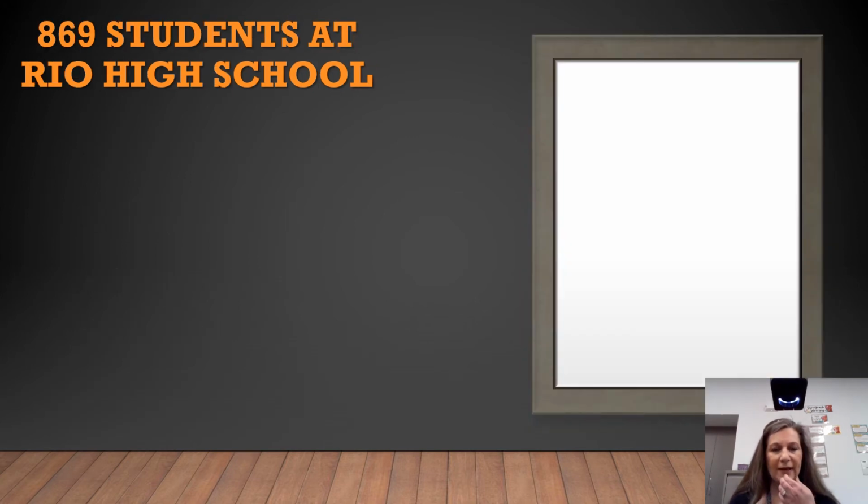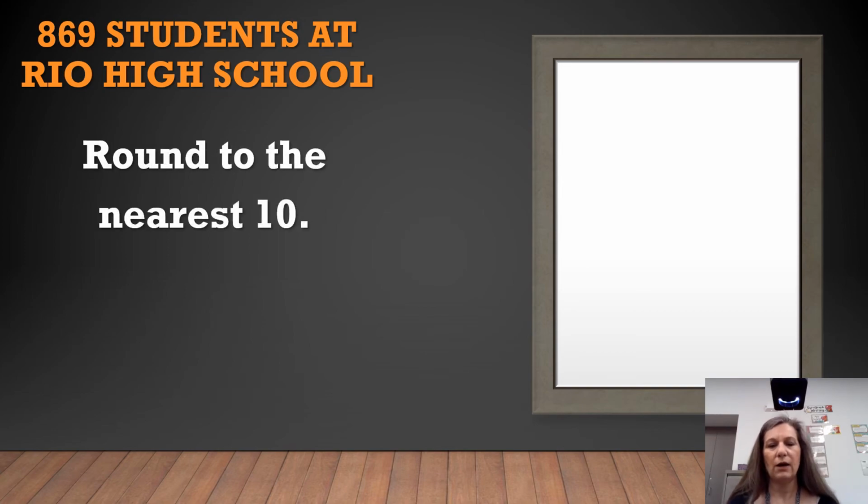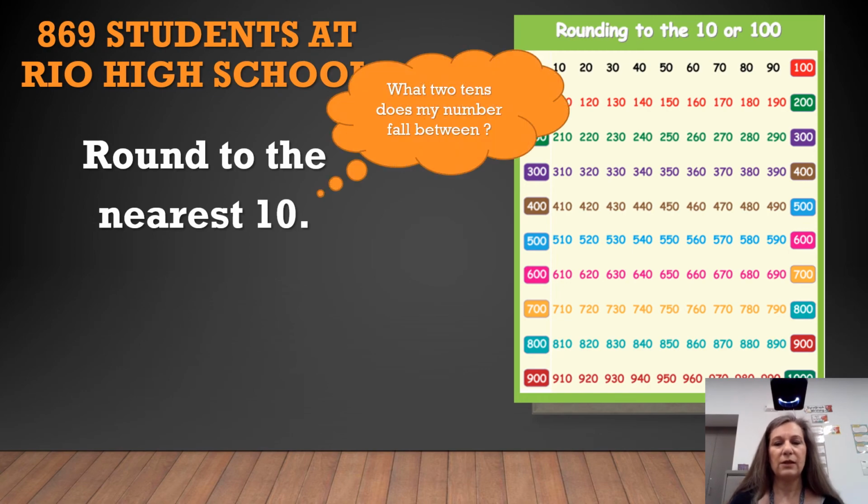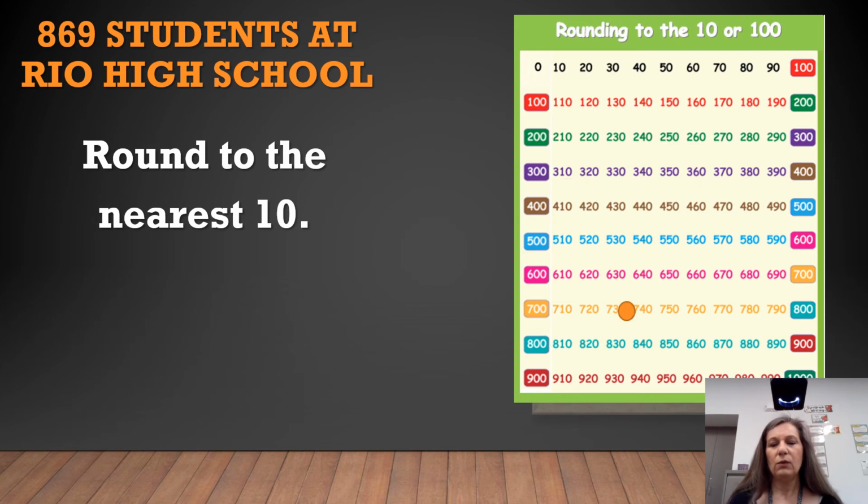So now let's take a number of students at Rio High School. So let's say, for example, we don't need to know exactly how many students there are, but we need to know about how many students there are. So we would round to the closest 10. That's going to be a fairly accurate amount when we estimate. So where does that lie on our number chart? We ask ourselves, what two tens does this number fall between? So we notice that it's going to fall between 860 and 870.